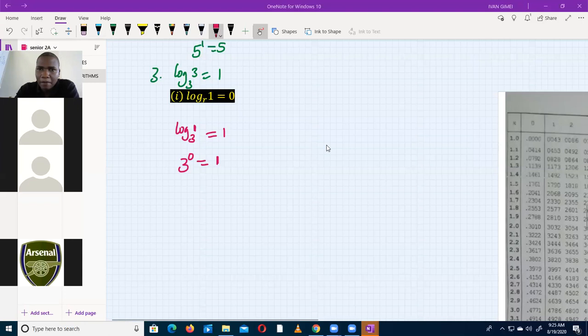I think you made a mistake, because you recorded log of 1 to base 3 as 1. It's supposed to be 0. Yes, thank you for that observation. It's supposed to be 0. So let me first finish up something here, a moment please.